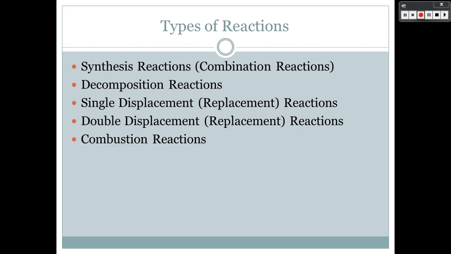The 5 types of reactions that are really the 5, I would say, main types are synthesis reactions. Your book calls them combination reactions, although I've really not heard that before outside of your book, although it kind of makes sense. Decomposition reactions, single displacement, also called single replacement reactions, double displacement, also called double replacement reactions, and combustion reactions.